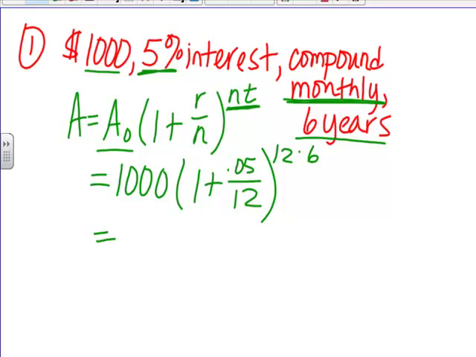I'm going to round this to hundreds, I guess. You would find that after 6 years, you would have $1,349.02.